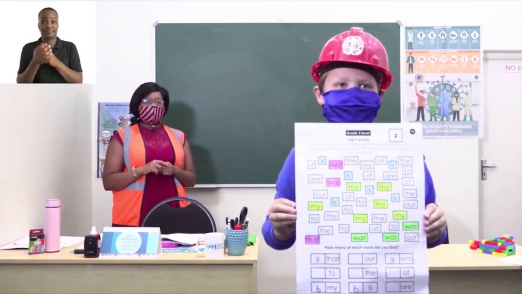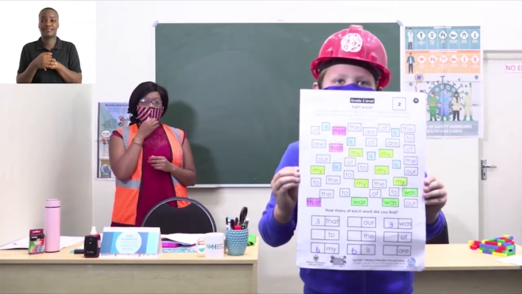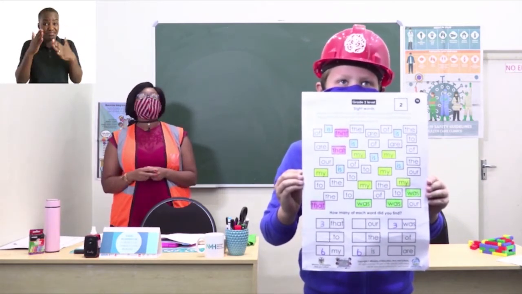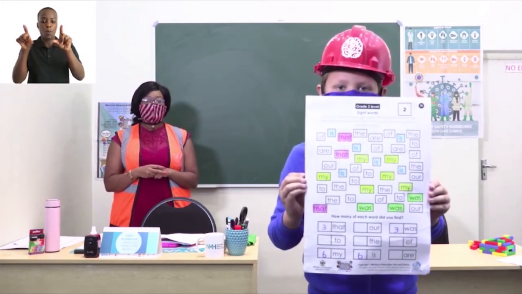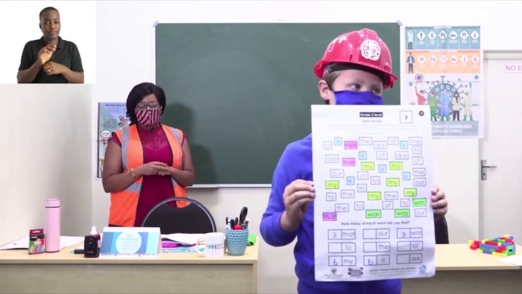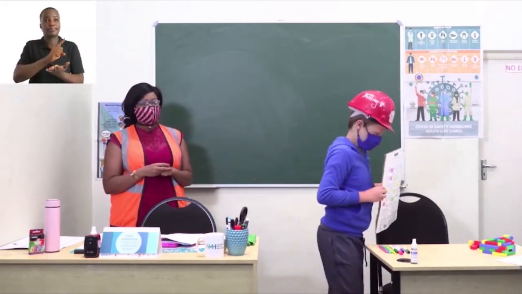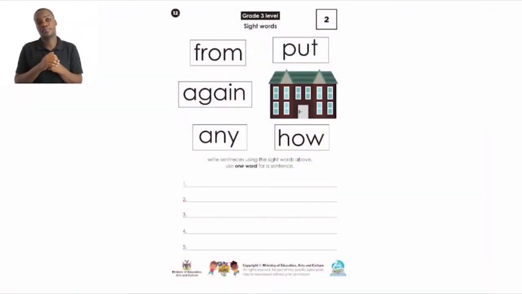There we have it. Now, make sure that when you are done with your exercise, you are going to circle the bricks that were the most. Now, let us turn back to page 12. On page 12, we are continuing with our sight words.